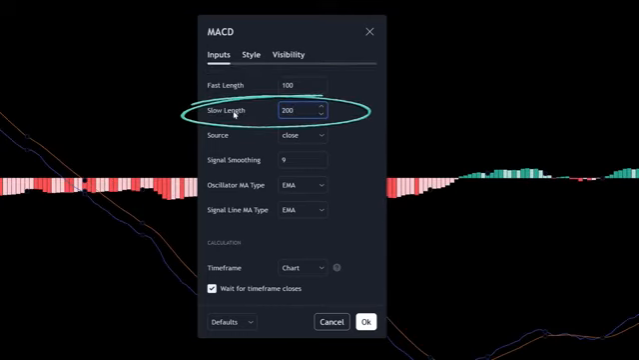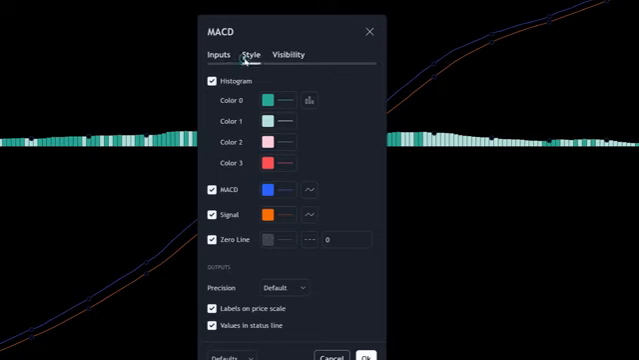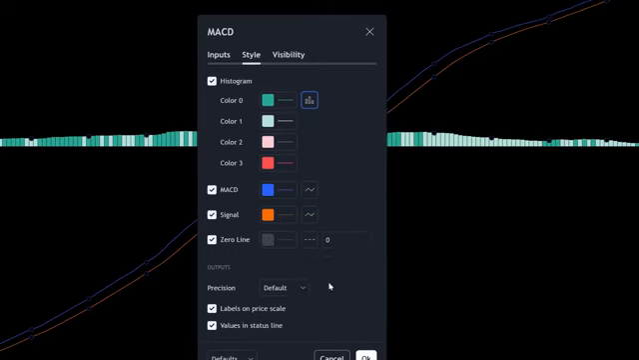Since we won't be using the signal line for this strategy, there's no need to make any changes to the particular setting. However, we do want to make a few minor adjustments in the Style section to enhance the visual aspects of the MACD on our chart. So first, let's change the histogram option to columns. This will provide a more organized and easy to read representation of the MACD data.